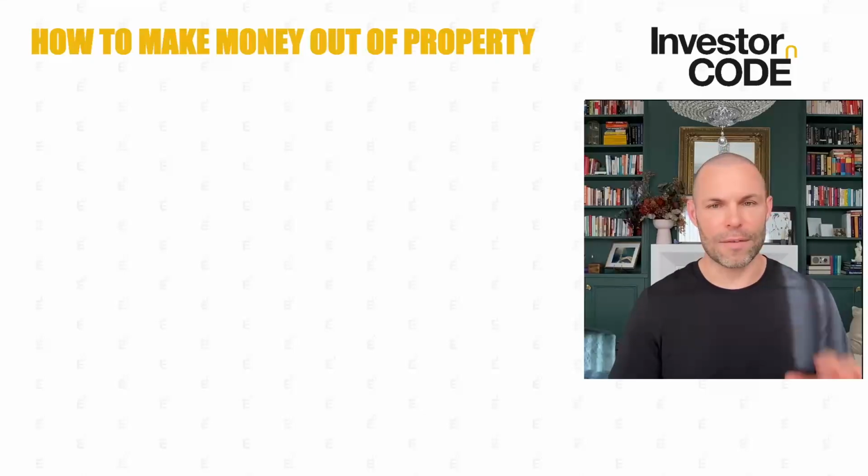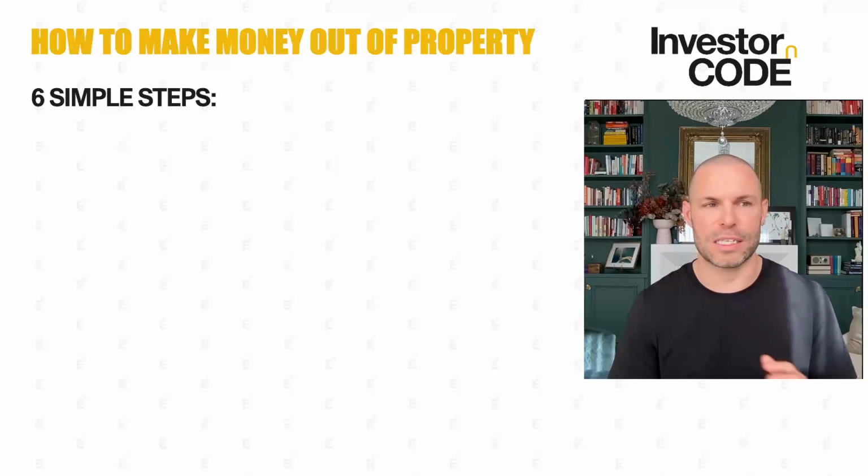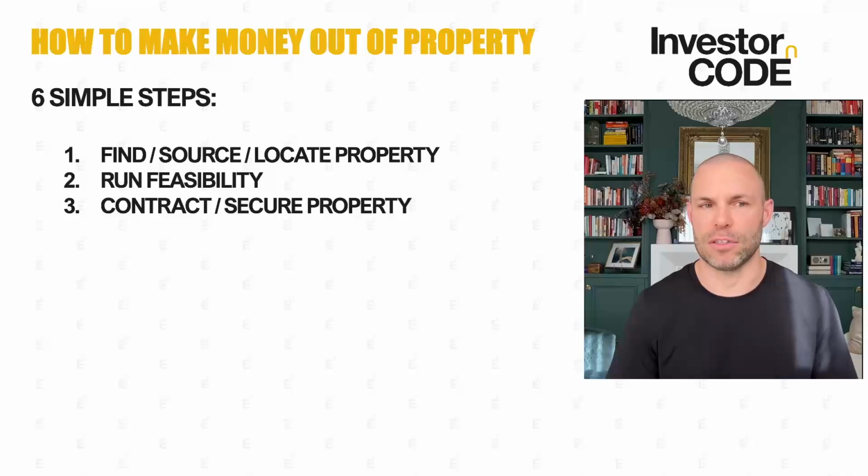Okay, so I cover this every time because this is my ethos for how to make money out of property. And it's 6 simple steps. This is going to take 20 seconds. These are the things you have to do. You've got to find, source, locate a property, run your feasibility, then you go ahead and contract and secure it.